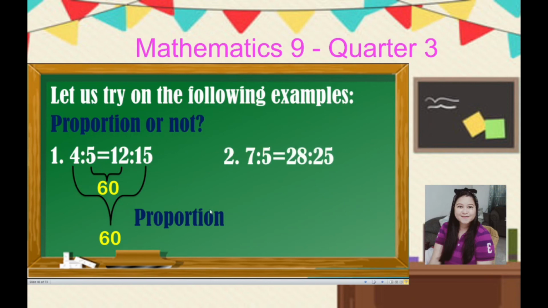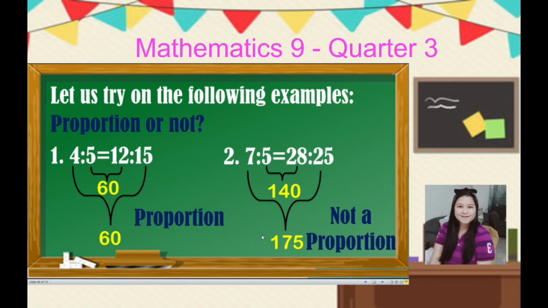Another example, we have 7:5 is equal to 28:25. So again, getting the product of the means. So 5 times 28, that is 140. And 7 times 25, so that is 175. So kung makikita po natin, they are not equal. So is this a proportion or not? So this one is not a proportion.